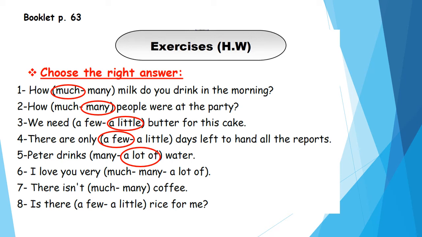Number 6. I love you very much, a lot of. Yes, love is uncountable. I can't count love, so I'll use much or many or a lot of. Yes, you'll use much. Number 7. There isn't many coffee. Yes, coffee is uncountable, so you will choose what? Much, super. Number 8. Is there a little rice for me? Yes, rice is uncountable, so you will choose what? Yes, a little. Super Junior 3.